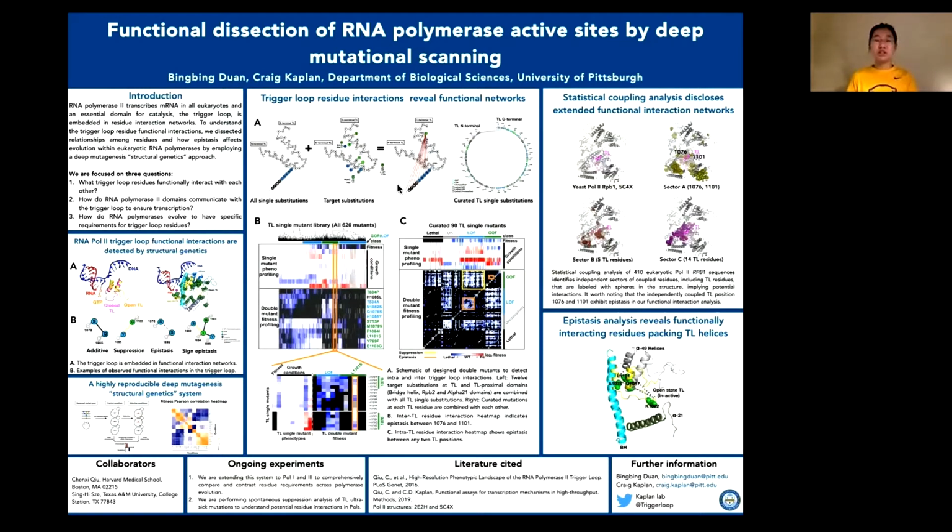The functional interactions we identified in the trigger loop are important for understanding RNA polymerase mechanisms, and most importantly, our highly reproducible deep mutagenesis system for detecting residue interactions is applicable to any other protein. Thanks. Please come back to my poster.